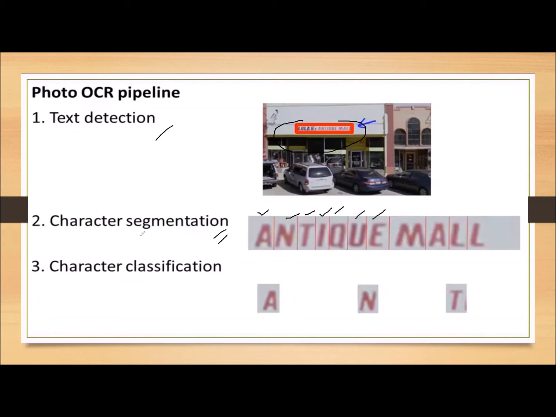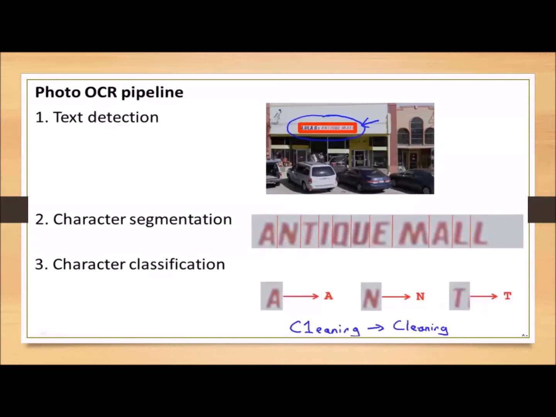Now, after the character segmentation, I am classifying whether this is A or not, what this letter N is. This is how we recognize the text from the photo in three stages. First, we detect the text. In the next step, we segment each character, and after that, we classify.